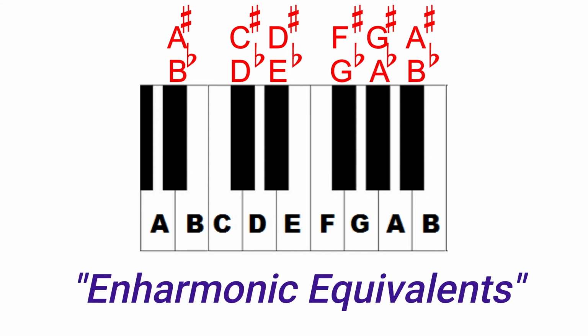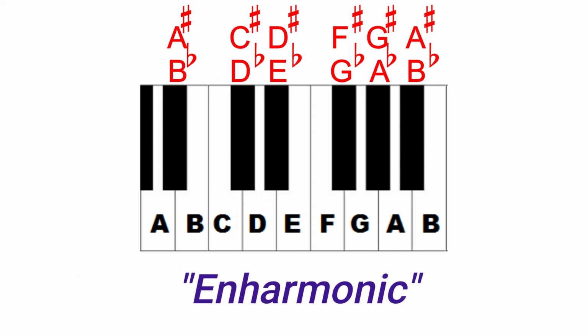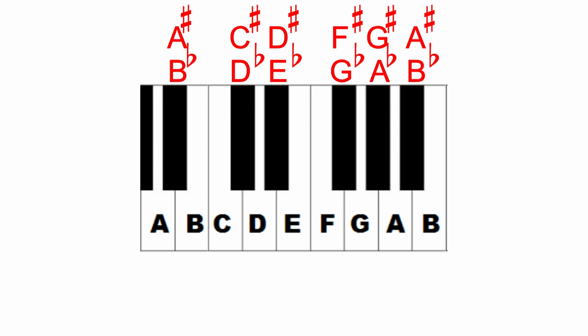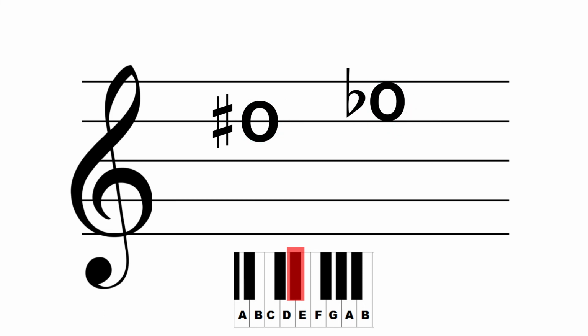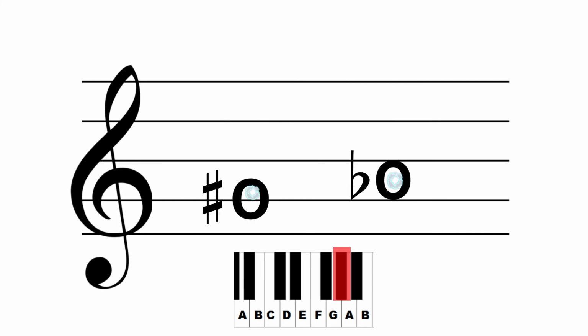These notes that can have two names are enharmonic equivalents, or we simply refer to them as being enharmonic. Here's our treble stave, and here's a D sharp note and an E flat note marked on it. But you can see from the highlighted note that those two notes will play exactly the same. Here we have a G sharp and an A flat, and if you were to play those two notes on a keyboard, they would sound exactly the same.